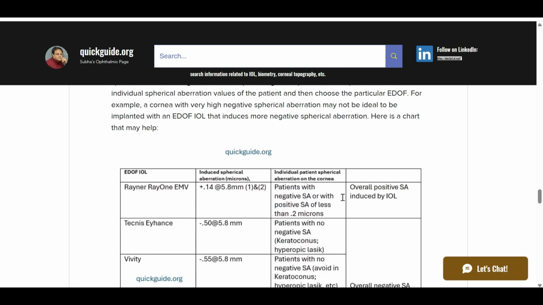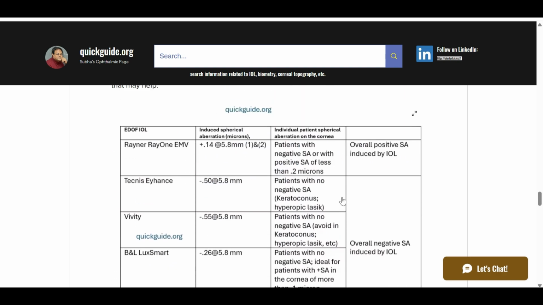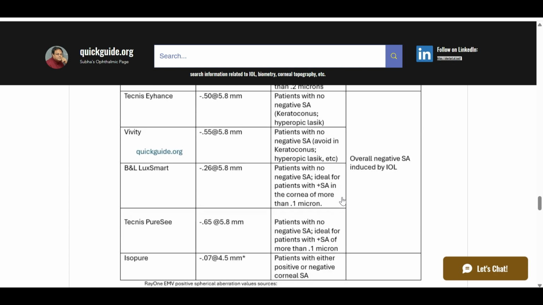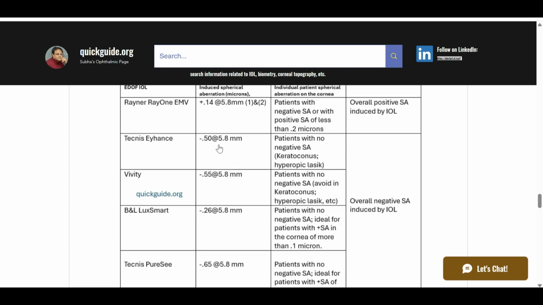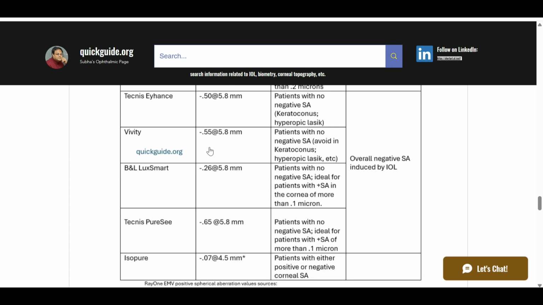So the last thing that I wanted to show you is, as per the peer-reviewed study, which of these lenses have negative spherical aberration and which of the lenses have positive spherical aberration. Most of these lenses, the Tecnis Eyhance, which is an enhanced monofocal IOL, the VVT, which is an EDOF IOL, these are all lenses which provide some amount of negative spherical aberration. Now, Eyhance, we know in the central 1 millimeter, you have a higher power. But if you measure the spherical aberration at a 5.8 millimeter optic, then you will find that the negative spherical aberration is predominant in the Tecnis Eyhance or the VVT or the Bausch & Lomb LuxSmart or the Tecnis PODC.